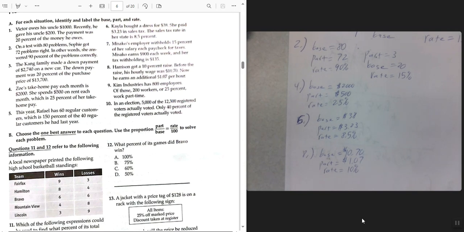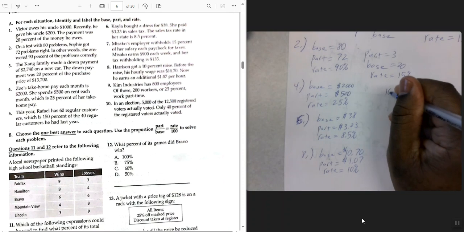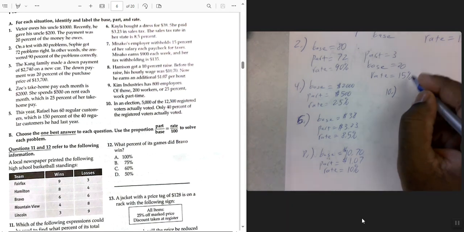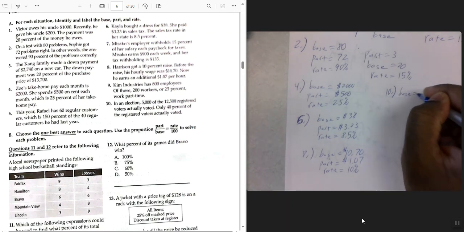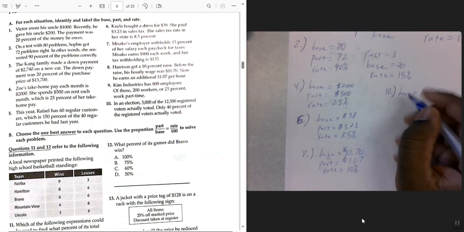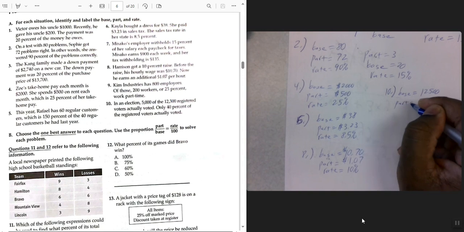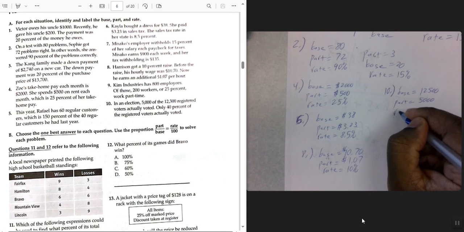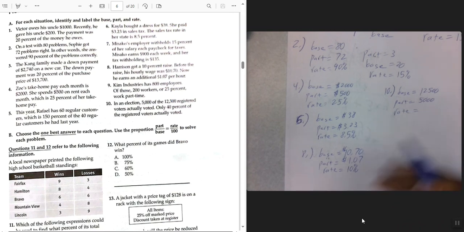Okay, now we move on to problem number 10. Problem number 10, in an election, 5,000 of the 12,500 registered voters actually voted. Only 40% of the registered voters actually voted. So what we would do, our base would be 12,500. Our part would be 5,000. And then finally our rate, which is 40%.